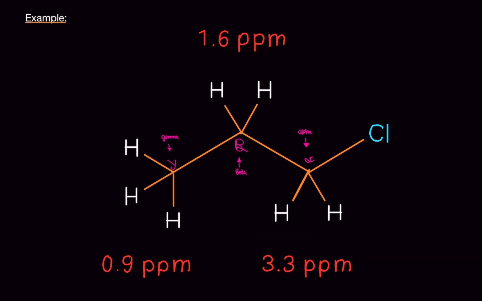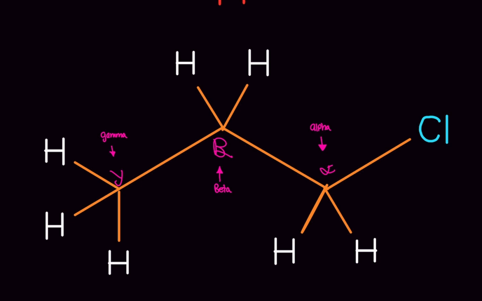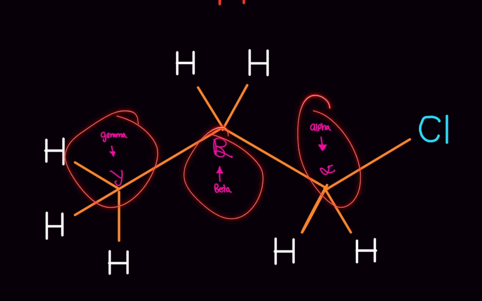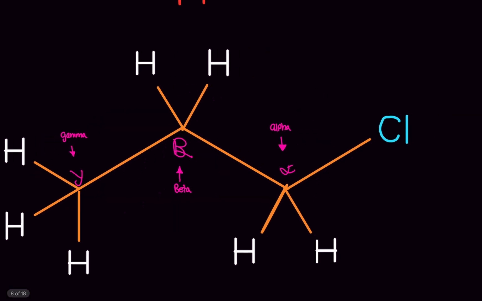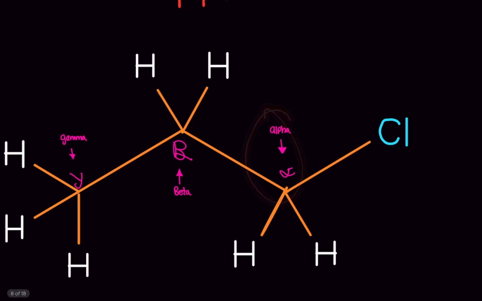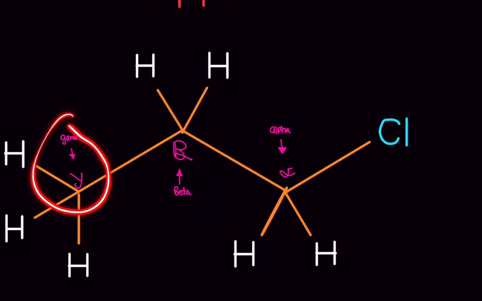Now, something else you need to know. You need to know something called the alpha carbon, beta carbon, gamma carbon. The carbon that is right next to the electronegative atom we are looking at is known as the alpha carbon. The one next to it is going to be the beta one. And the third carbon away from that chlorine is going to be a gamma carbon.